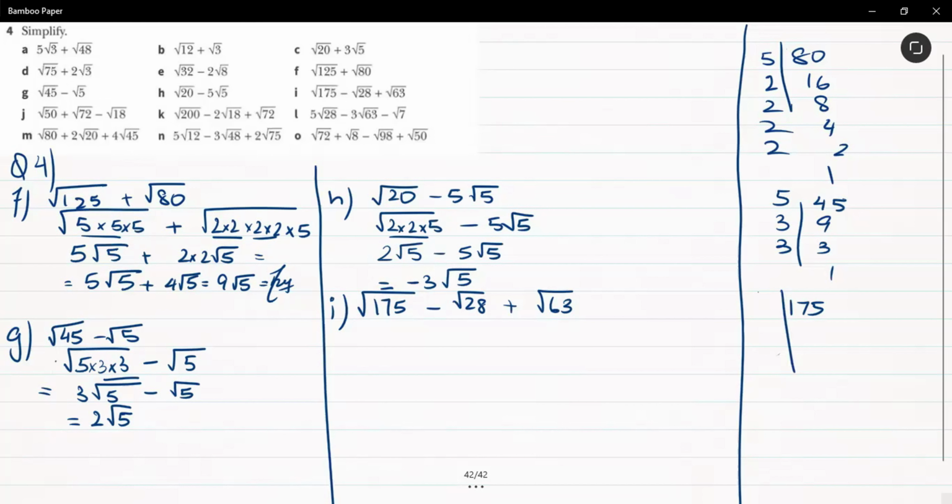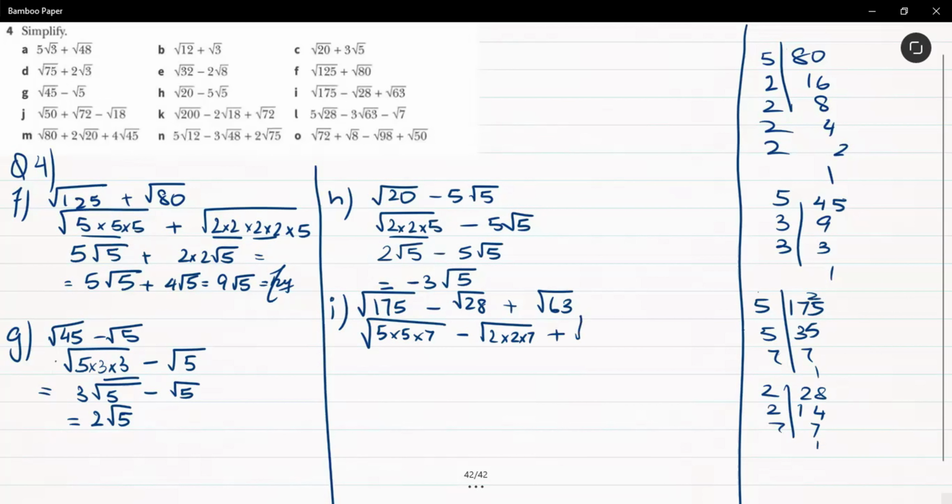So 175 would be, in the table of 5, 5 threes are 15, 5 fives are 25, so it's 35, and then 5 sevens are 35. So this equals 5 × 5 × 7, minus what is √28? 2 ones are 2, 2 fours are 8, 2 sevens are 14. So that would be equal to 2 × 2 × 7.